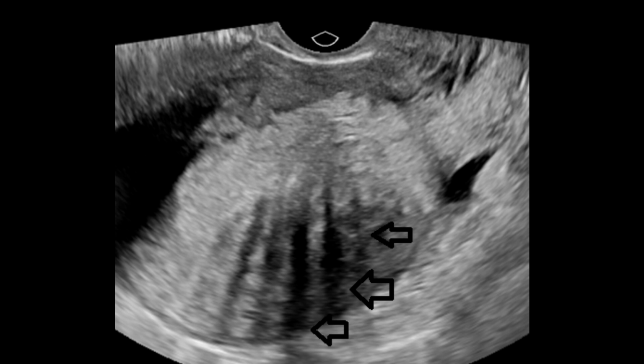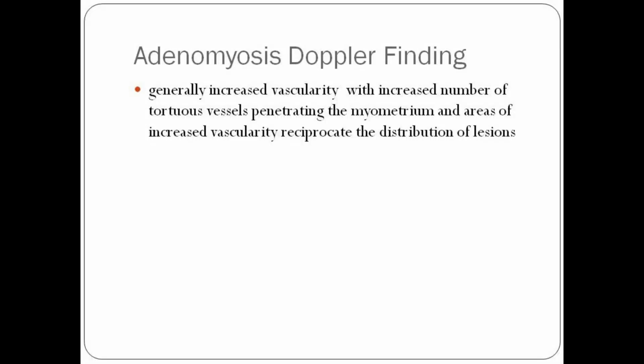Another point on the basis of which we can diagnose adenomyosis is asymmetrical myometrial thickening. If you see asymmetrical myometrial thickening, we should think about adenomyosis. Now coming to the Doppler findings of adenomyosis, there is increased vascularity with an increased number of tortuous vessels penetrating into the myometrium, and areas of increased vascularity correspond to the distribution of the lesions.